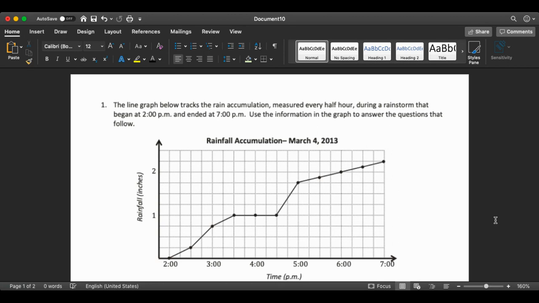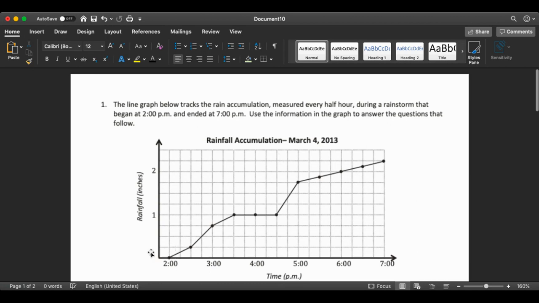But line graphs basically show data, and then you can analyze the line graph to see if there's any patterns. So the first line graph we're going to look at is called rainfall accumulation. The word accumulation just means the total amount. So this is over one day. It's March 4th, 2013. And if we look here, it says they measured every half hour during a rainstorm. It began at 2 p.m.